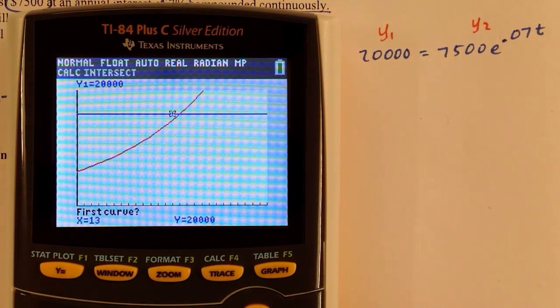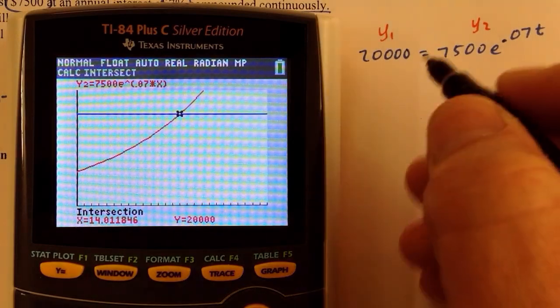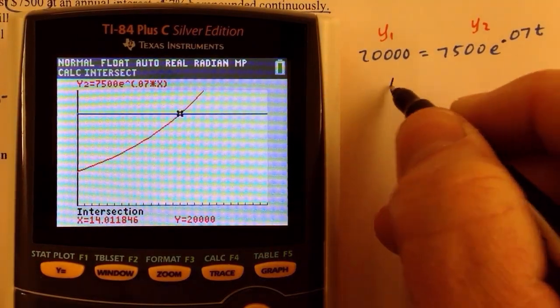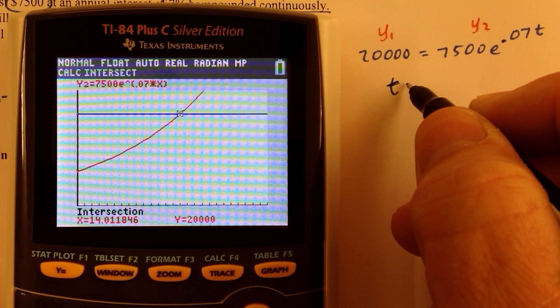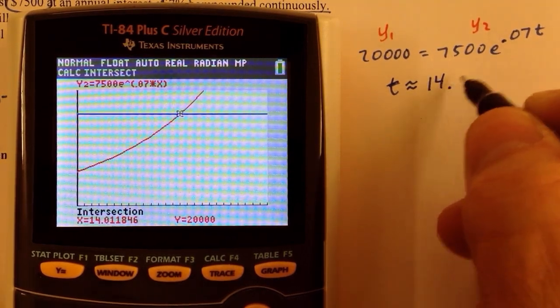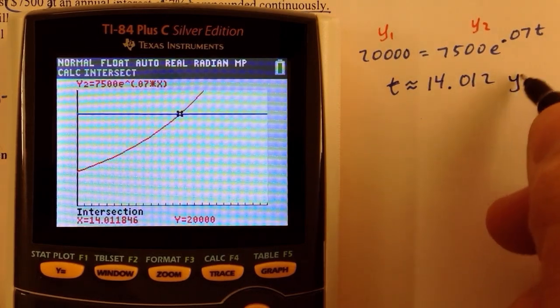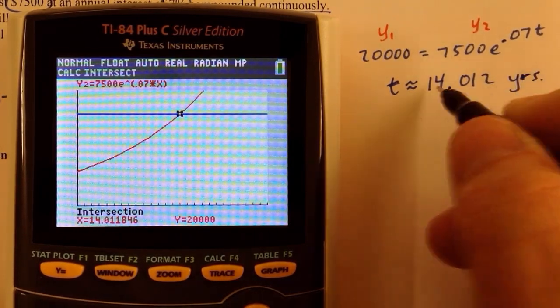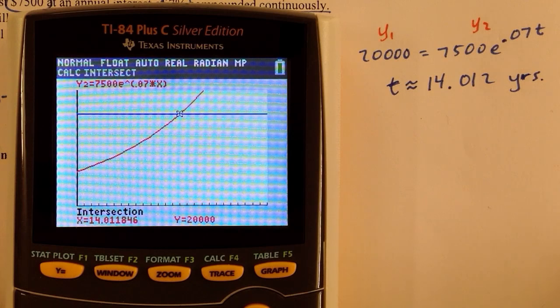and we can see the cursor is blinking on Y1, and you hit enter, the cursor is now blinking on Y2, hit enter, and then guess, just leave the cursor there, and it shows us that here X in this case, but in the problem it's T, it takes a little over 14 years, 14.012 years. That's not a dollar amount. Again, the T value is in years.